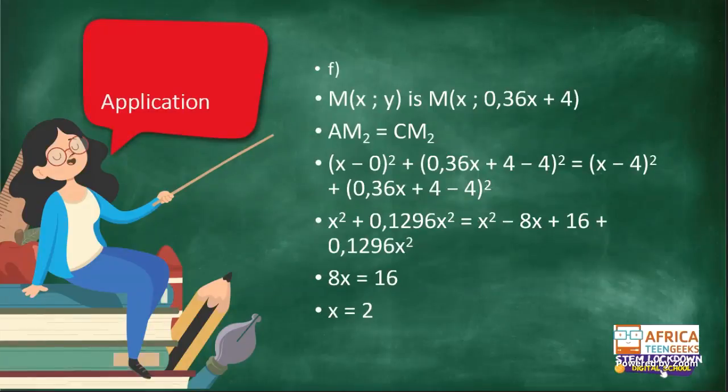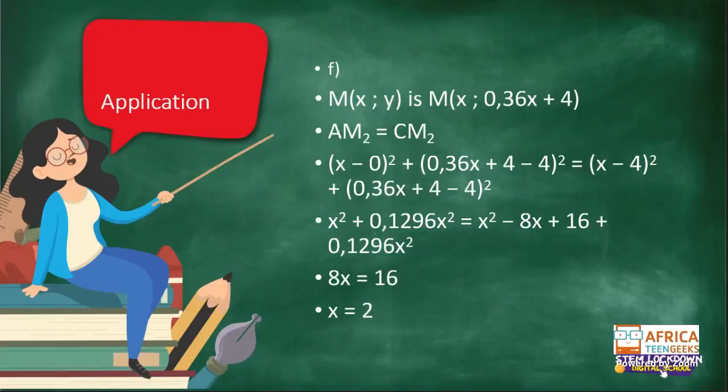So you were asked to find the coordinates of M. The thing that you're supposed to know is that A to M is the radius, and it's also the same as C to M, which is also the radius. You know that in a circle, the radii are equal. Now, the radius on its own is also a distance. Therefore, you can say AM squared is equal to CM squared.